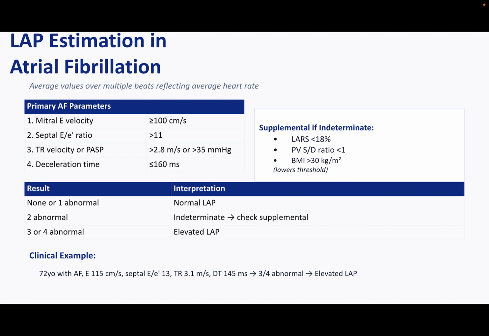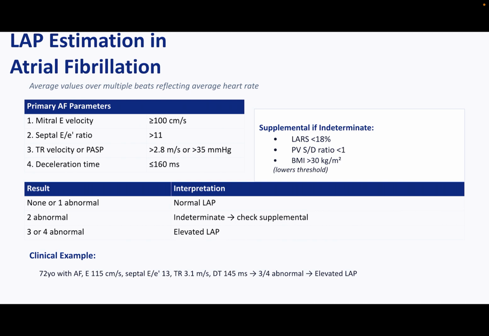The dedicated atrial fibrillation algorithm uses four primary parameters. Mitral E velocity greater than 100 centimeters per second. Septal E to E prime greater than 11. TR velocity greater than 2.8 or pulmonary systolic pressure greater than 35. Deceleration time of less than 160 milliseconds.